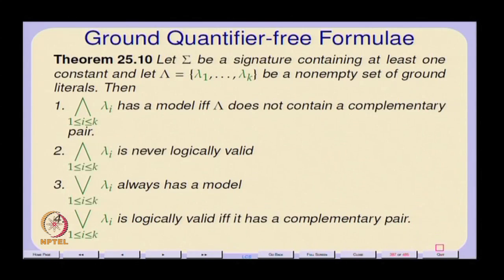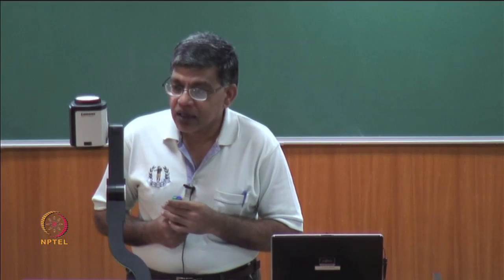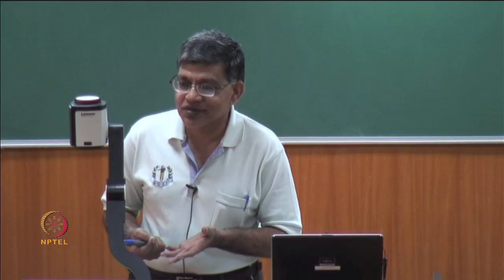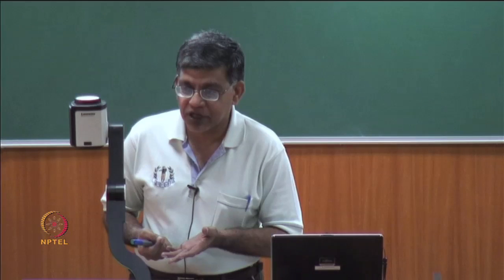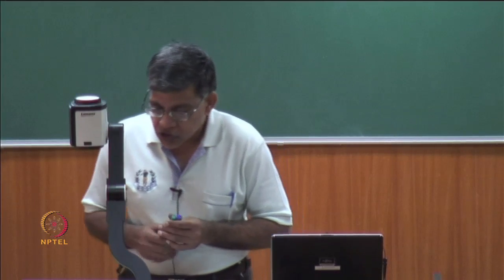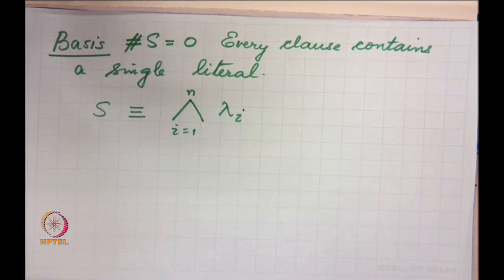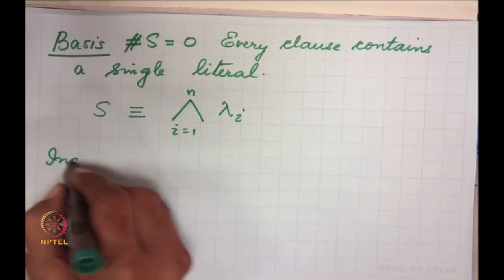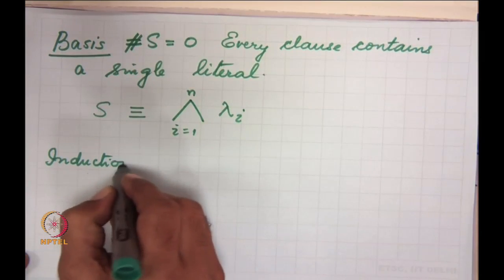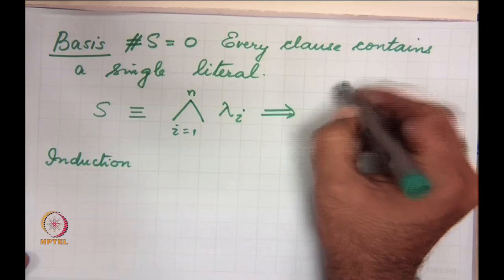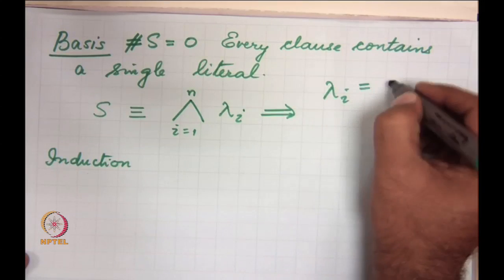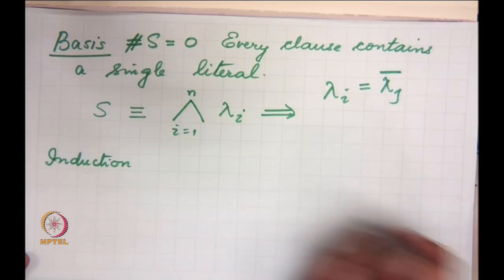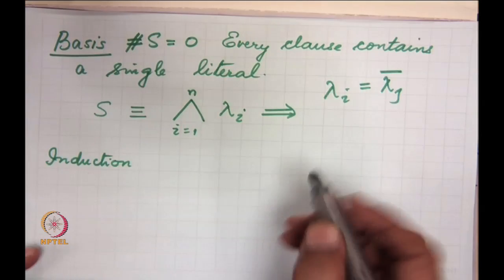So, which means that there is a complementary pair. If there is a complementary pair, then of course you have derived the empty clause. So, the basis is trivial. So, let us take the induction step. This implies that some lambda i is the same as some lambda j bar for some i and j.